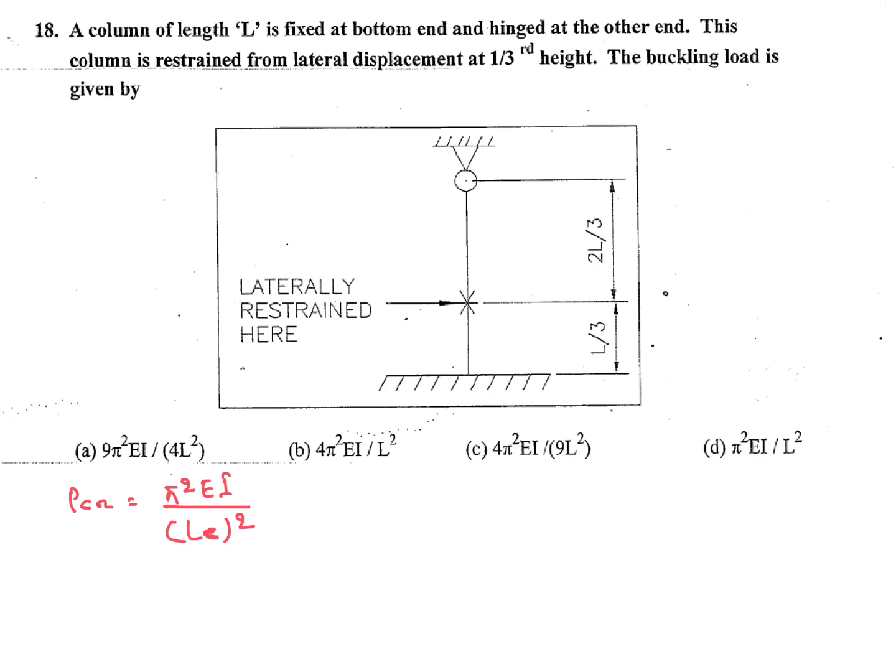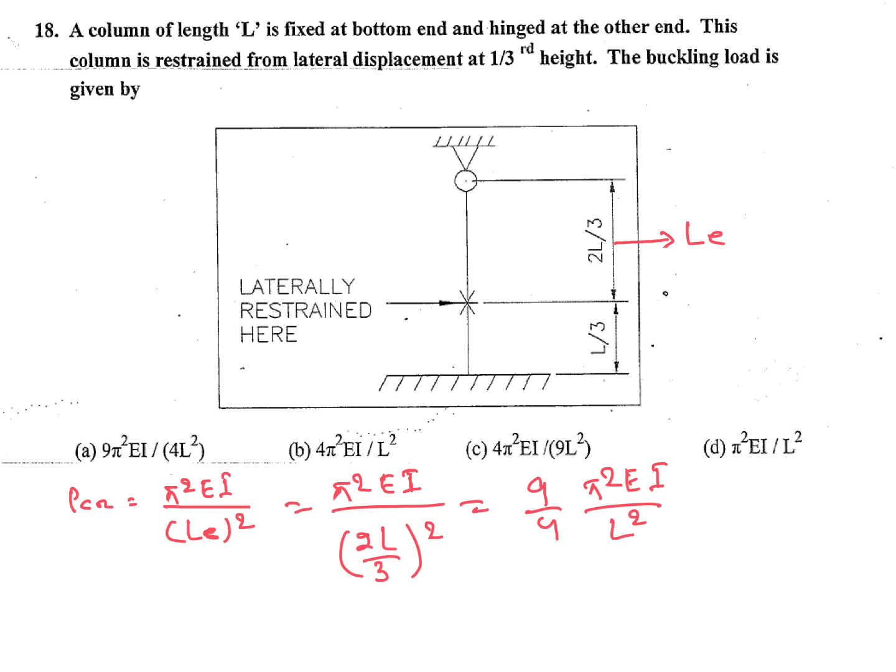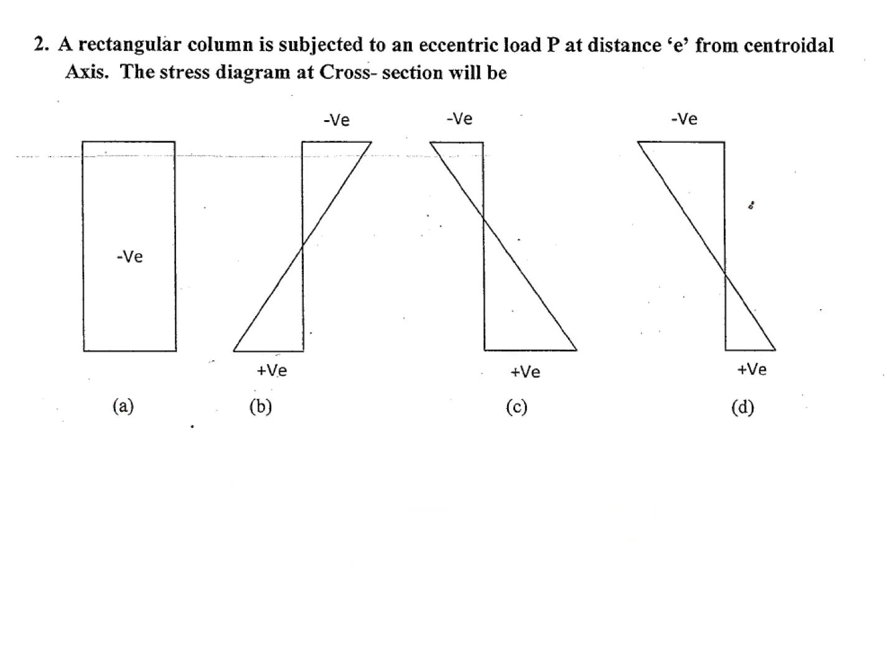So our effective length is this one. Put the value: pi square EI by (2L by 3) square. So 9 by 4 pi square EI by L square. From the options, 9 pi square EI by 4L square, A is the answer. This question was also already discussed so many times.